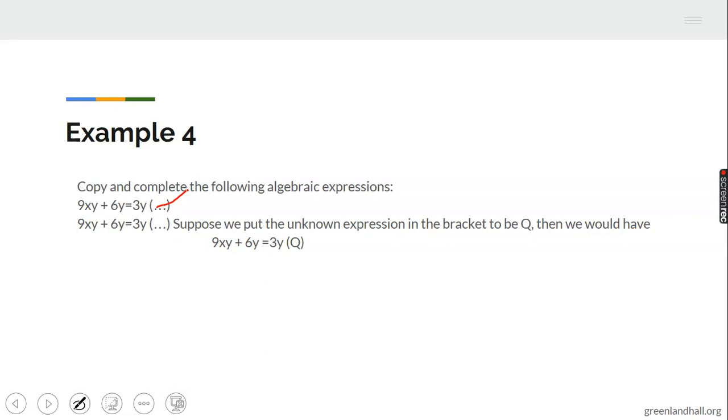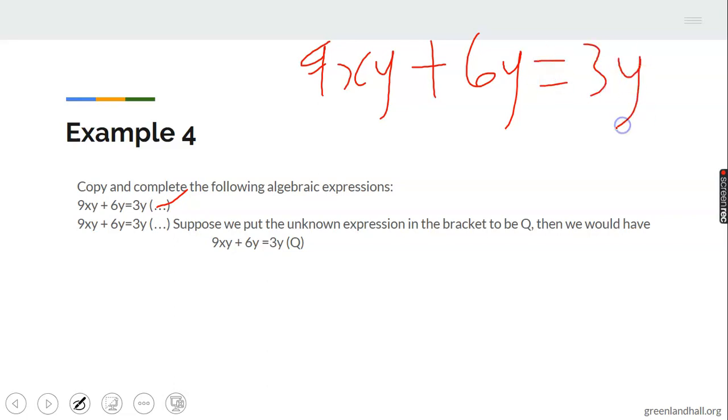Now, we are having 9xy plus 6y. It's just for you to complete it. They've already brought out 3y. So, inside that bracket, because you want to factorize this, you must have another algebraic expression. That is why we represent it as q. Now, the logic there is to divide both sides by 3y. You are going to get your q.